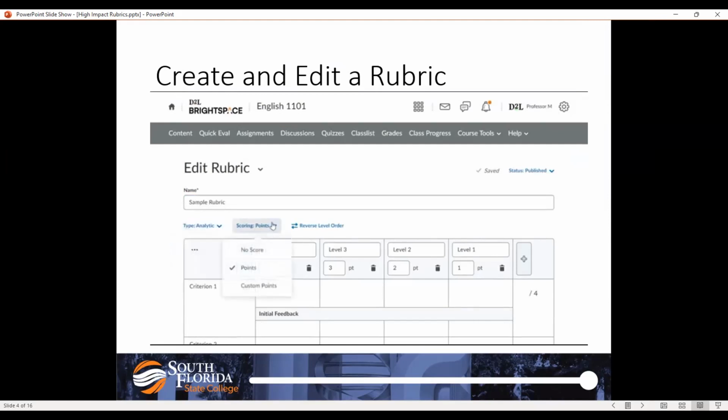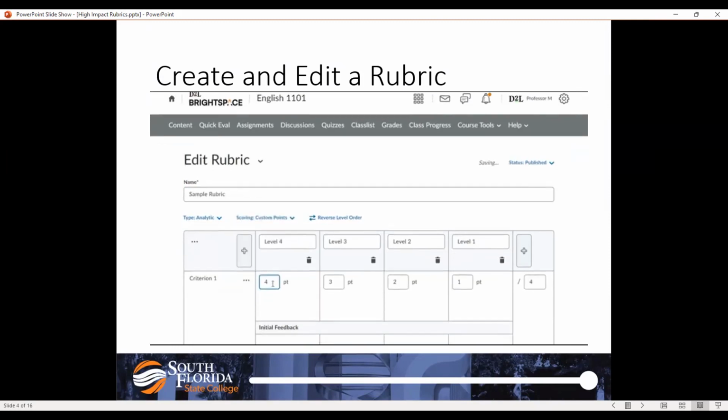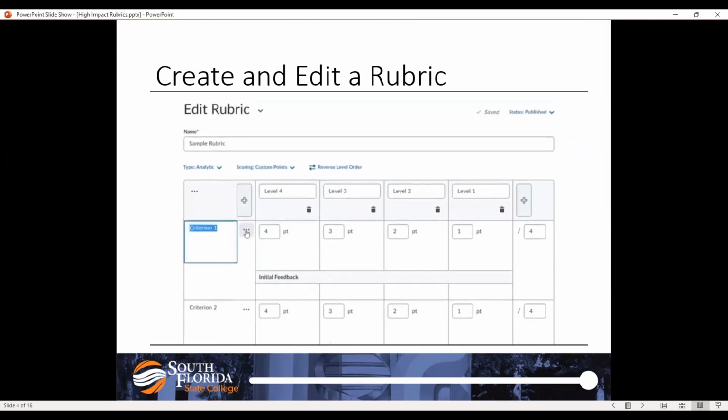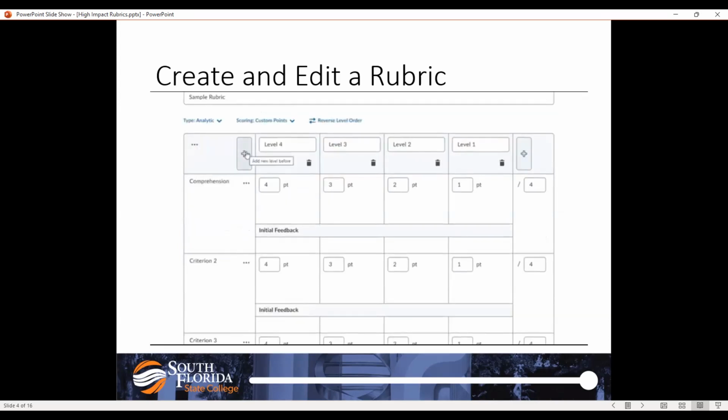The default scoring type of points results in each rubric level having the same score for each criterion. No point values are set when the scoring type is set to no score. The custom point scoring type provides the ability to set unique point values for each level per criterion. Continue on to enter the criterion name, adjust the rubric levels, and adjust the point values.